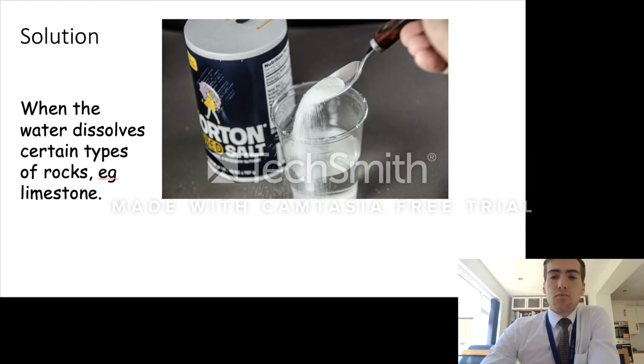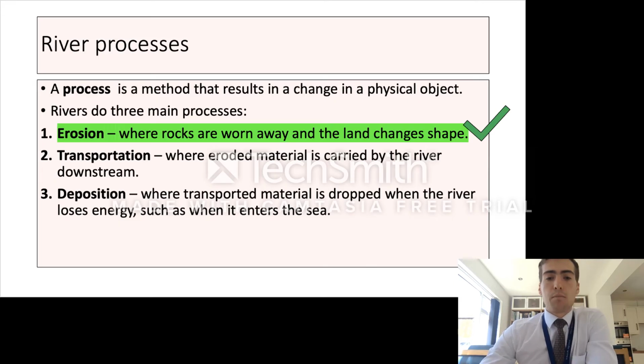So that is erosion. That's our first process. We've covered that one now. So they're the 4 types of erosion, and that's the first thing that happens in these river processes.